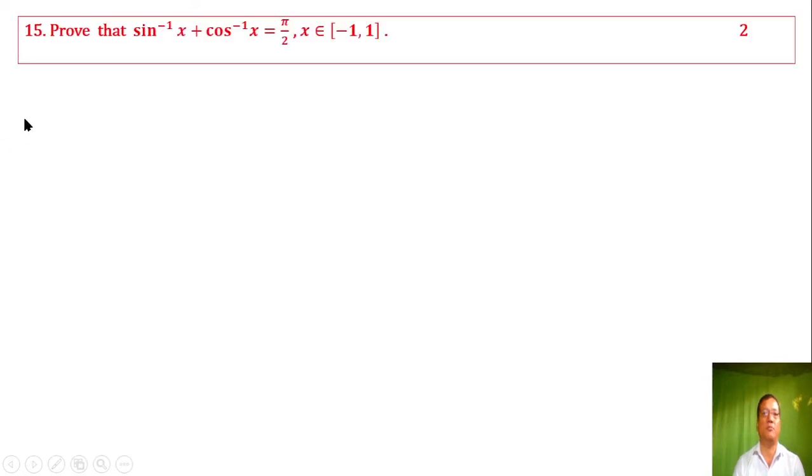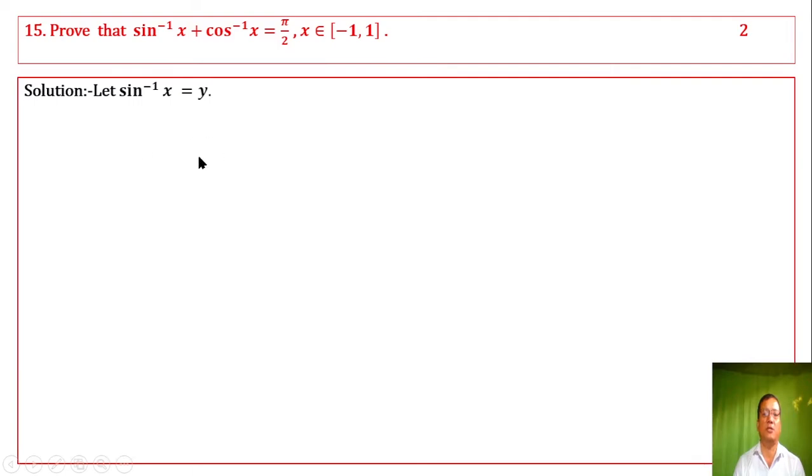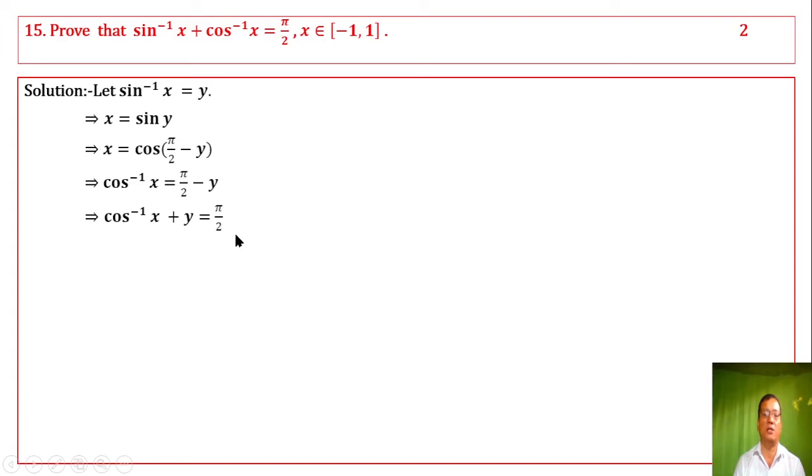Question number 15. Prove that sin inverse x plus cos inverse x equal to pi by 2, x belongs to the closed interval minus 1, 1, 2 marks. Let sin inverse x equal to y, implies x equal to sin y. Sin y can be written as cos of pi by 2 minus y, implies cos inverse x equal to pi by 2 minus y. Transform on the left side, we have this. Put y originally below y, that is cos inverse sin inverse x.